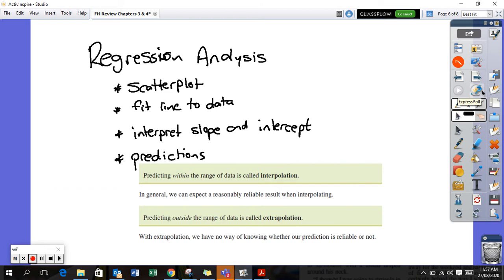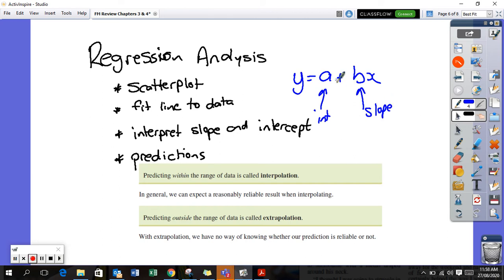So when we do a regression analysis, and that's basically what the rest of the chapter, from 4C onwards, looks at, we do these things. We draw a scatter plot. We fit our line of best fit to the data, our least squares regression line. Then we need to interpret the slope and the intercept. So y equals a plus bx. That's the intercept.